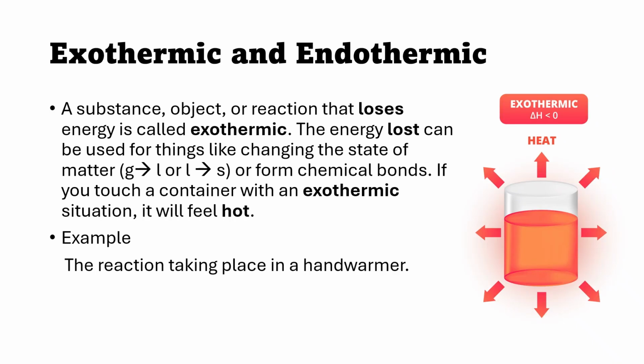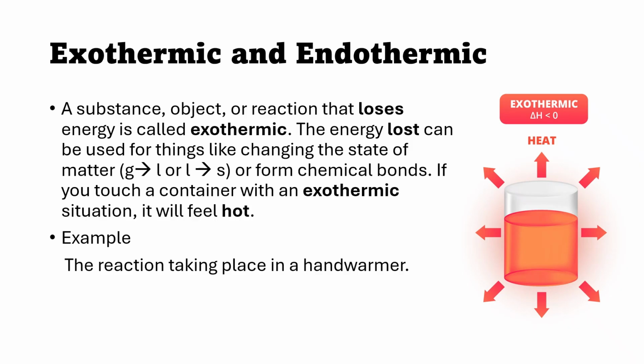In an exothermic situation, a substance, object, or reaction that loses energy is called exothermic. The energy lost can be used for things like changing the state of matter. So if you lose energy, you can change a gas into a liquid, or you can change a liquid into a solid. We call gas into liquid condensing, liquid into solid, we call that freezing. Or we can form chemical bonds between substances, form new chemical bonds.